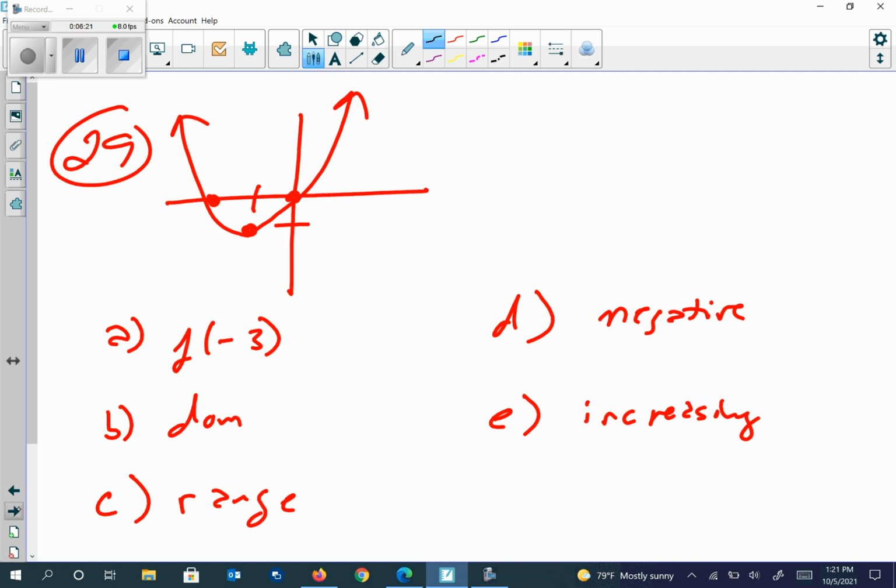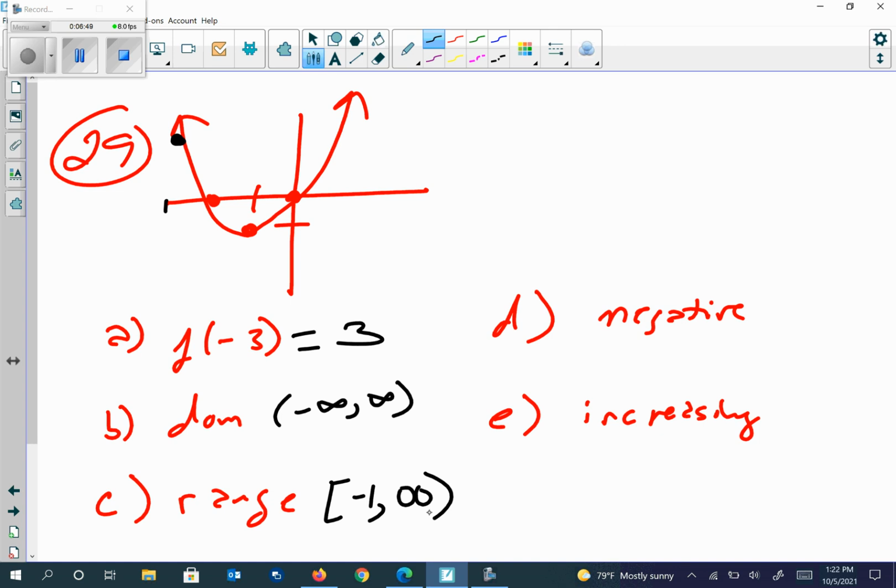Number 29, we have a parabola, so we want to find the function at negative 3. So at negative 3 on our graph, it looks like it comes out to 3. So at negative 3 is back this way. So you find where that is on your graph. The domain of a parabola is negative to positive infinity because it goes forever right and left. It just grows. The range will go from our lowest point. In this case, our lowest point is negative 1, and it opens upward, so it goes forever up to infinity.